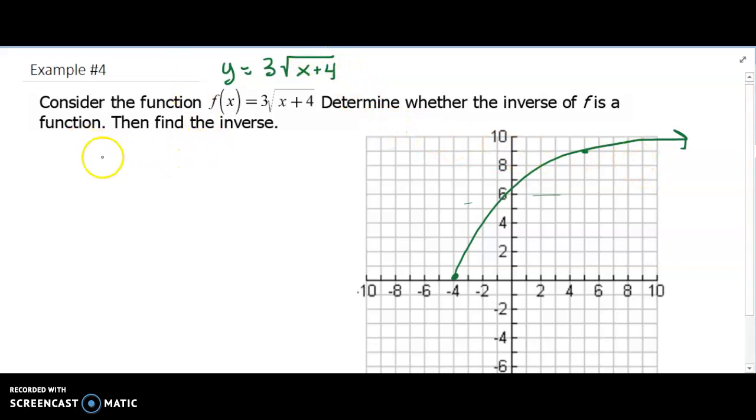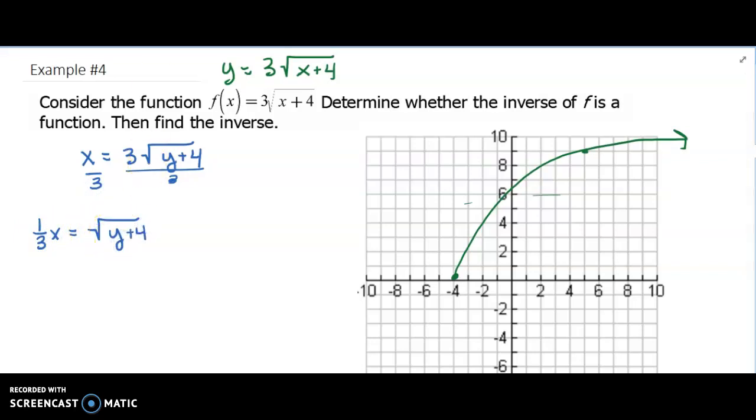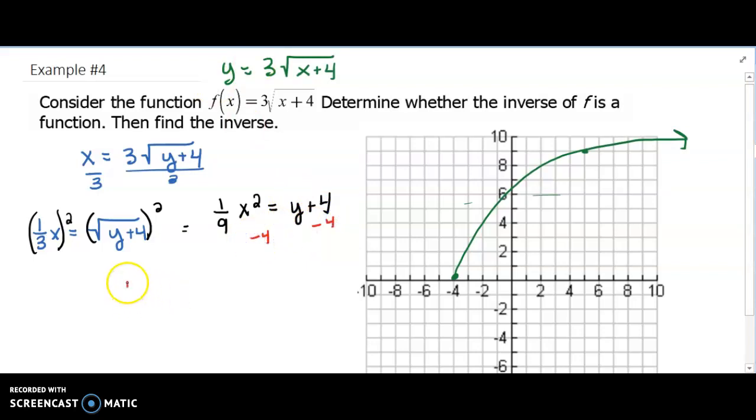So if I find that inverse, I would flip my x and y. x equals 3 square root of y plus 4. So divide both sides by 3. I get 1/3 x equals square root of y plus 4. Okay, to get rid of a square root, I square both sides. Okay, so I'm left with 1/9 x squared equals y plus 4. Okay, and then subtract 4 from both sides.